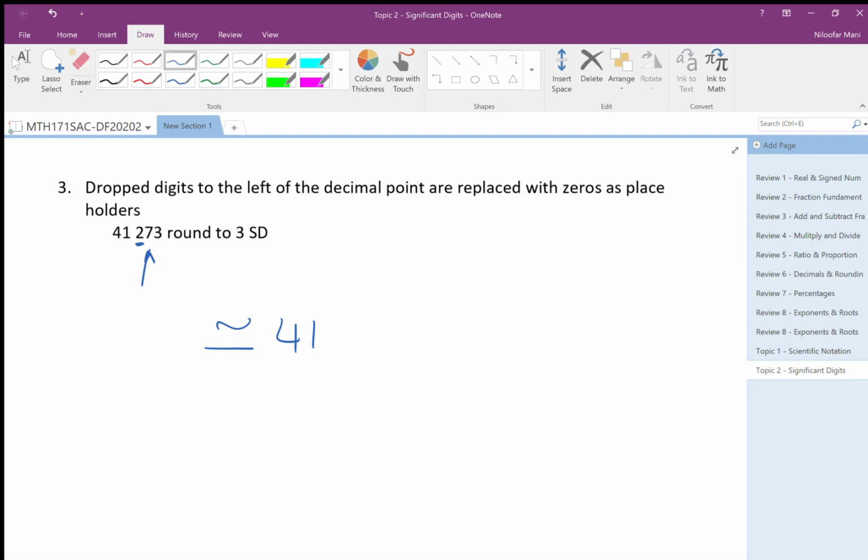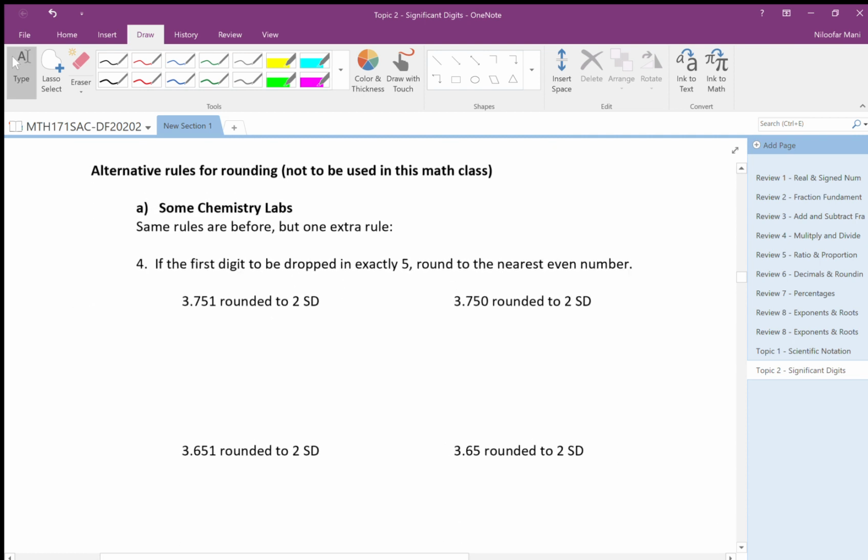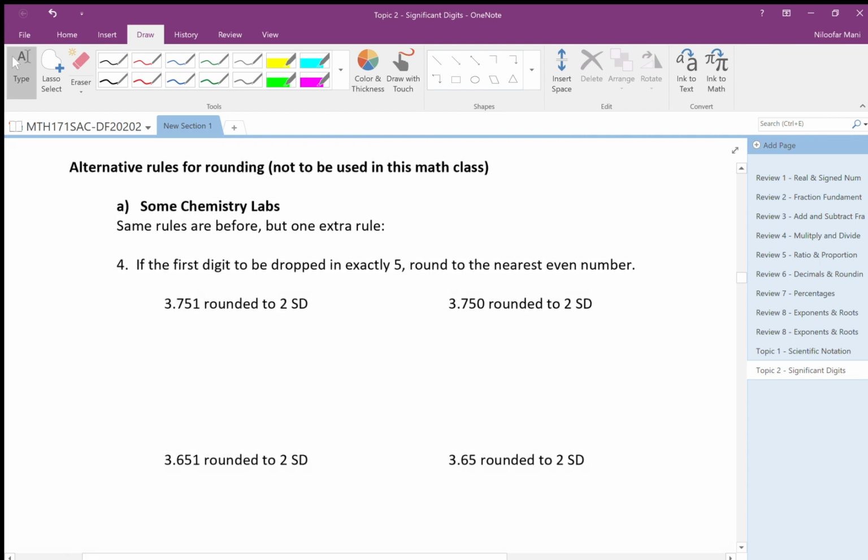So I drop those digits. I have to add 0 because I still have to hear 41,000. The number was 41,273. Now it's 41,000. I still have to hear this. So if they are placeholders, I add 0. I have to fill them with 0. Okay, there are some other rules of rounding.